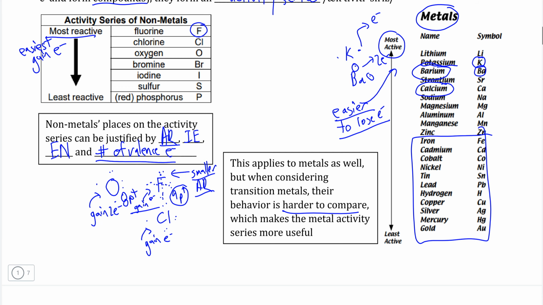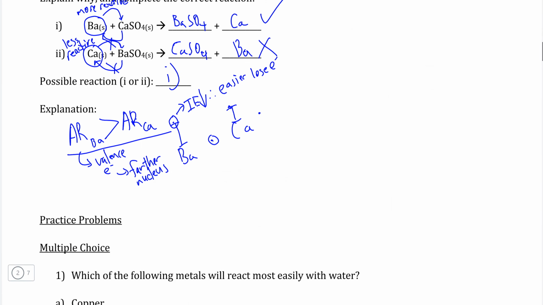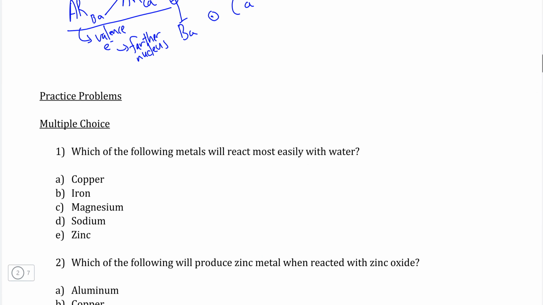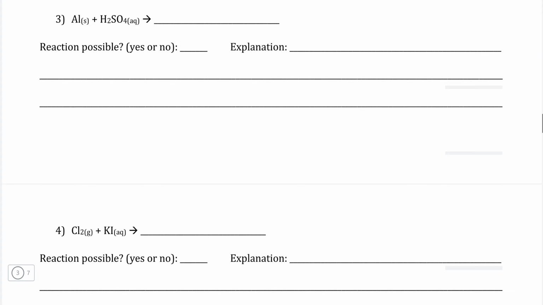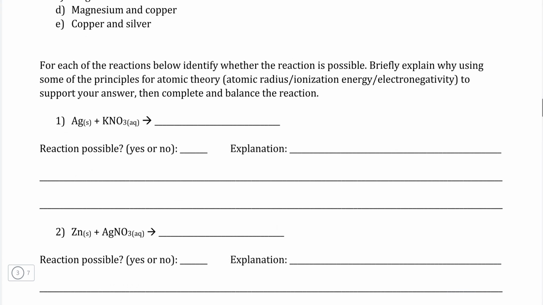Now, to test your knowledge of how to use this activity series, you can take a look at the practice problems below, which walk through relatively simple comparisons about which metal is most reactive in terms of how well it is able to lose electrons, going all the way to more application-based problems where you need to identify, based on the reactivity of both metals or both non-metals in the reaction, whether the reaction is possible or not.